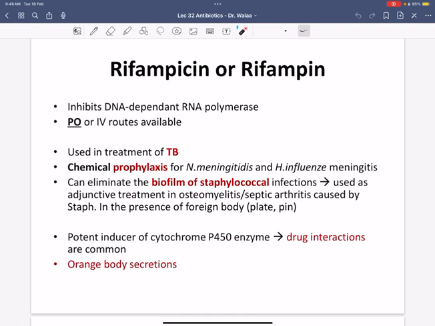Inhibition of the DNA by inhibiting the RNA. يعني DNA dependent RNA polymerase inhibition. So this is again another way to inhibit DNA synthesis. Okay.